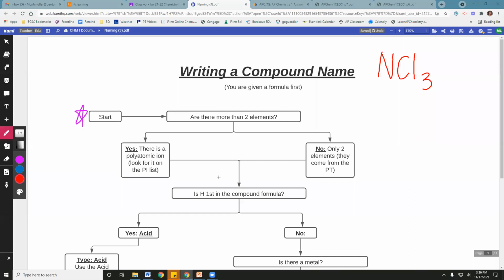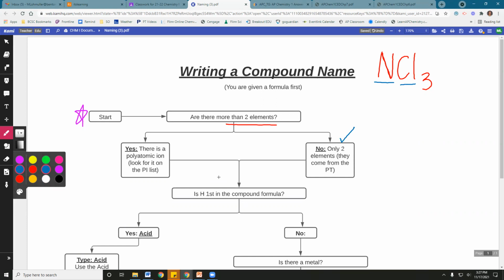Next, we're going to do NCl3. So NCl3, first question, we always start, are there more than two elements? We only have two. We have nitrogen and we have chlorine. So no, there's only two elements. That means no polyatomic ion. They're both coming from the periodic table.